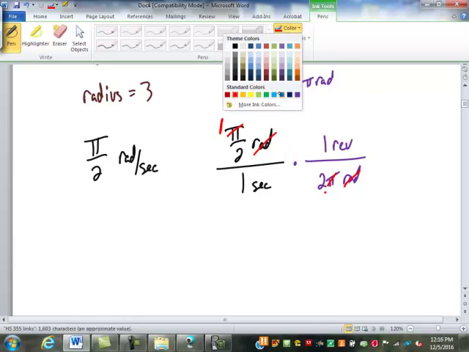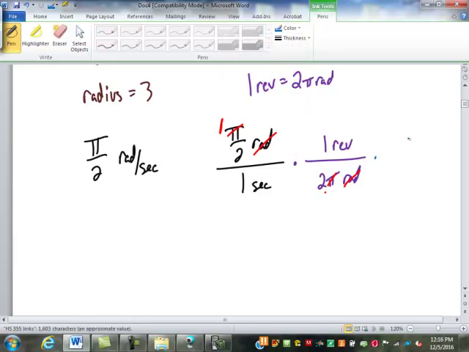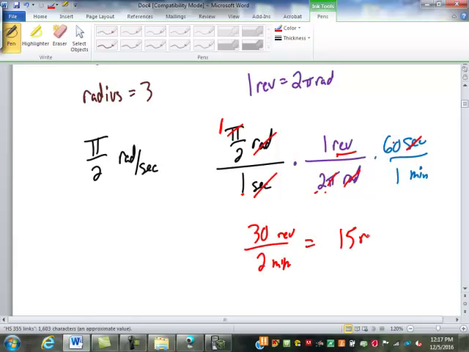And then I have to convert my seconds to minutes. 1 minute is 60 seconds. So my seconds cancel out. So I have 1/2 times 1 times 60 is 30 revolutions. On bottom, I have 1 times 2 times 1 minute is 2 minutes. So that is 15 revolutions per minute. So it's just a measurement conversion is all it is.